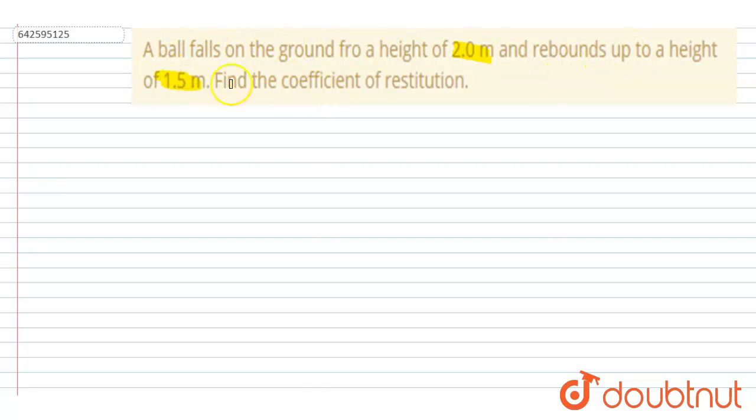A ball falls on the ground from a height of 2 meter and rebounds up to a height of 1.5 meter. You have to find out the coefficient of restitution. So we know that the coefficient of restitution, which we need to find out in this question, is the velocity of separation after the collision upon the velocity of approach before the collision, right?